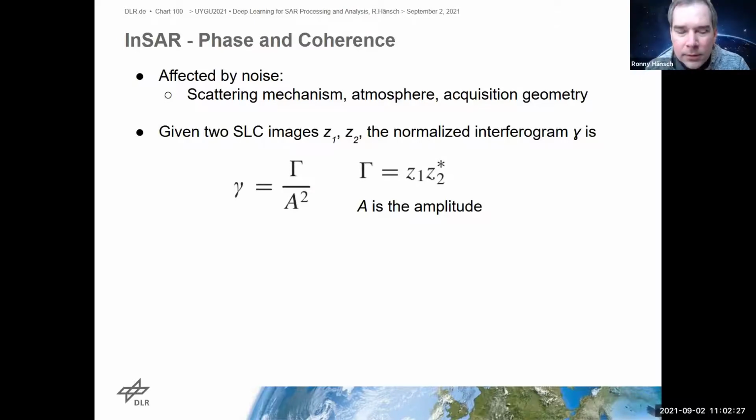Can you say it again? How well will these CNNs deal with topographic distortions such as foreshortening? Yeah, that is a very good question.